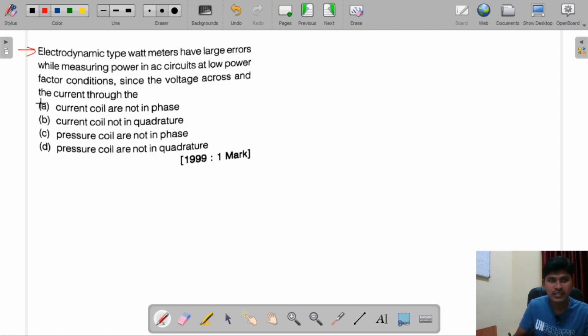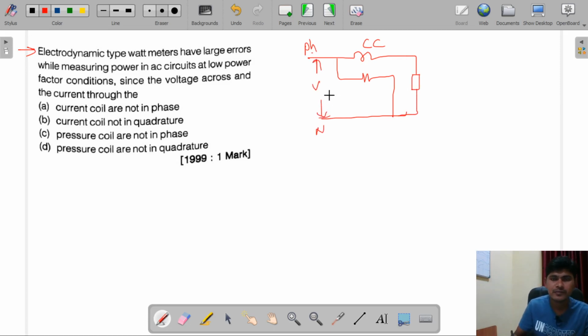Since the voltage across and the current to the... you're going to have a current coil and a potential coil. The current coil is connected in series with the load, and the potential coil is connected across the supply. This is the supply voltage. The dynamometer wattmeter gives error.